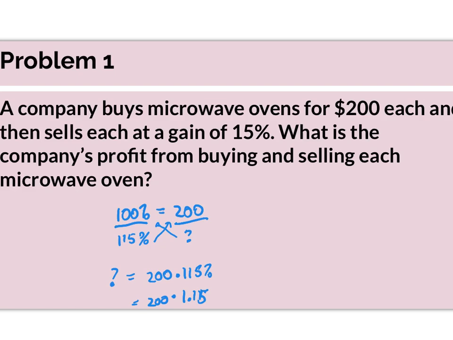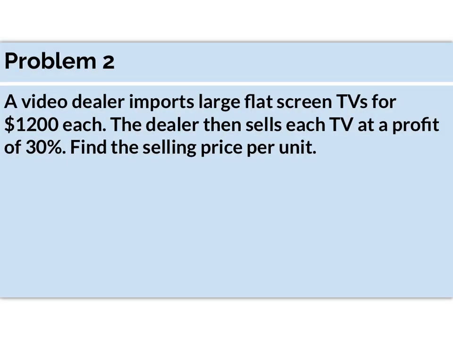the new selling price of the oven, but not the profit. 15% of 200 is the profit, times 0.15. So that's just a straight multiplication. So that's $30. So they're making $30 profit for selling the oven. But if you would have done it this way, you would have got 230 right off the bat. So we're just looking at percent increase.